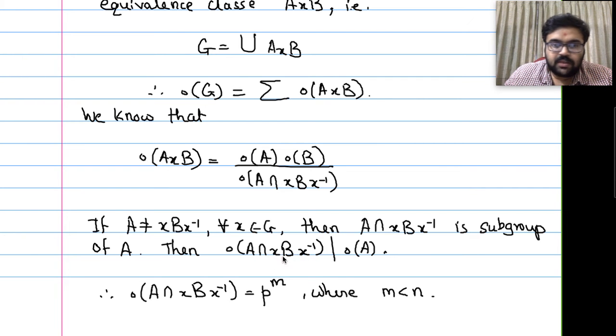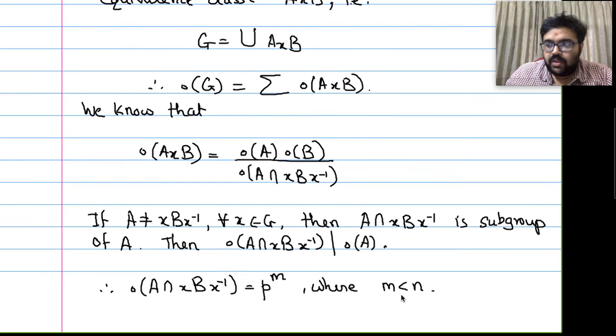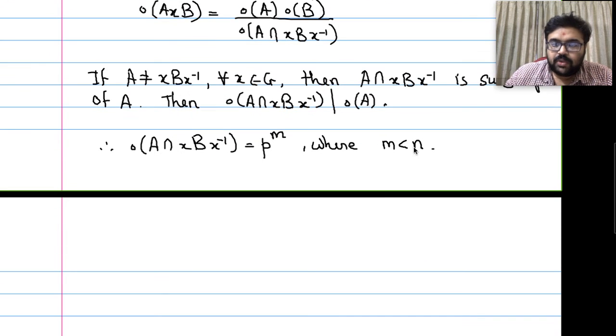We have assumed that this is not equal, because both have the same number of elements, p power n and p power n, and the intersection is equal to A. So if it becomes A, that means all the elements of this are in this, but then how many elements are there? p power n. Here p power n, that means they must be the same. So they are not the same for any x, and therefore this order is strictly less than n.